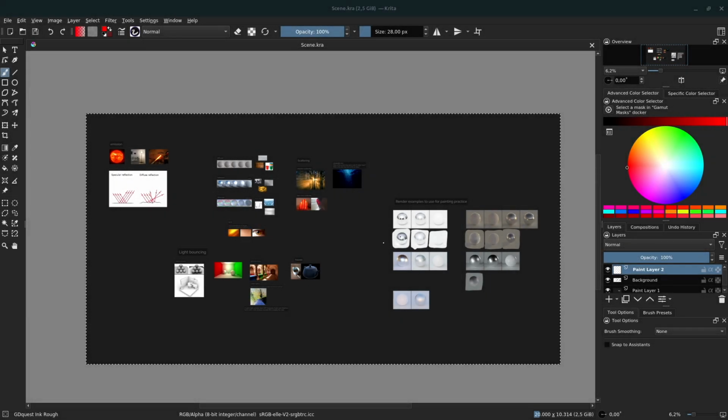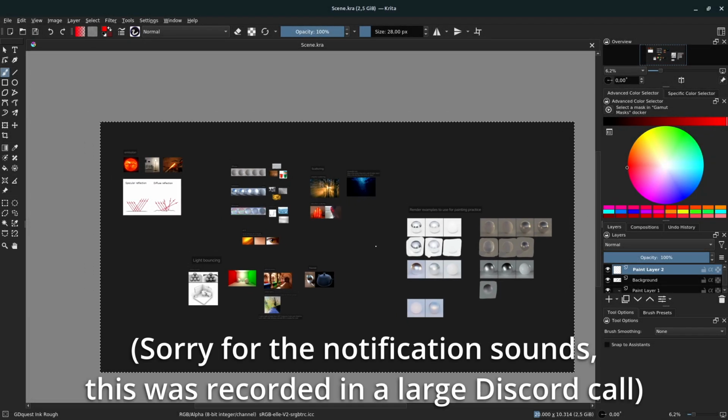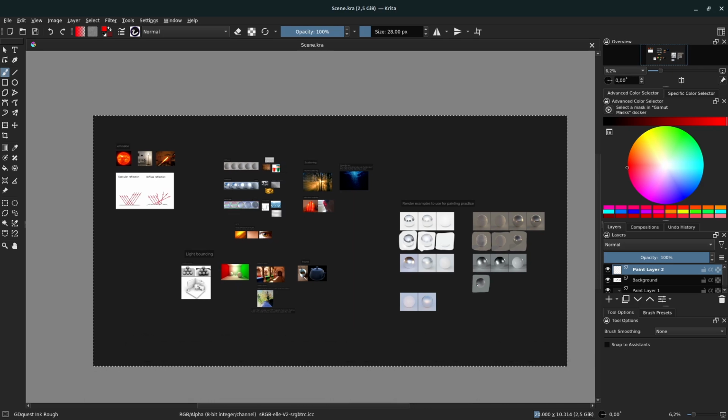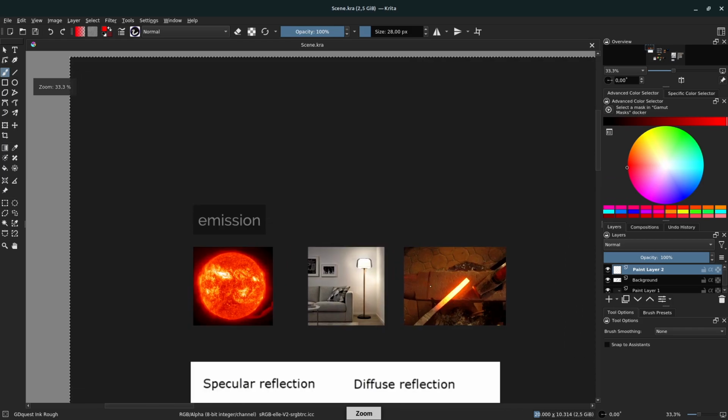Today's lesson is about light for artists. And even if you are drawing in a very stylized way, understanding light is still important because that stylization is still based on reality. Let's start with emissive materials.